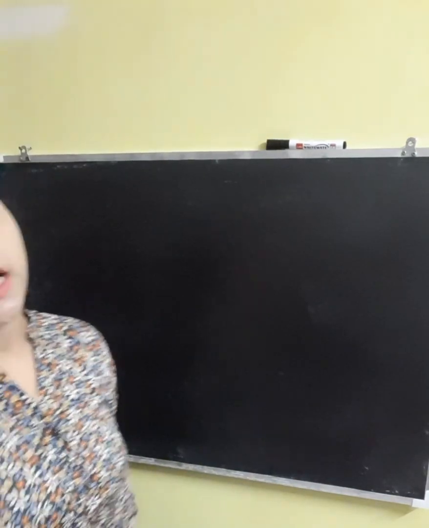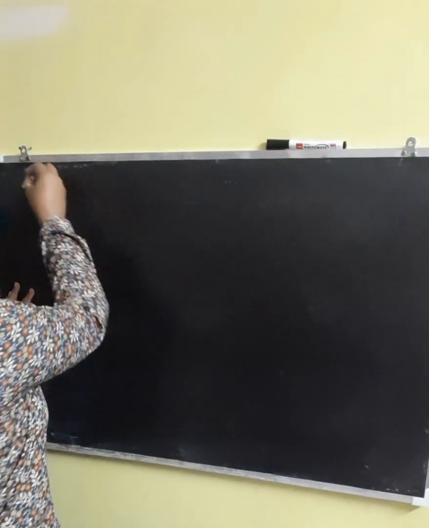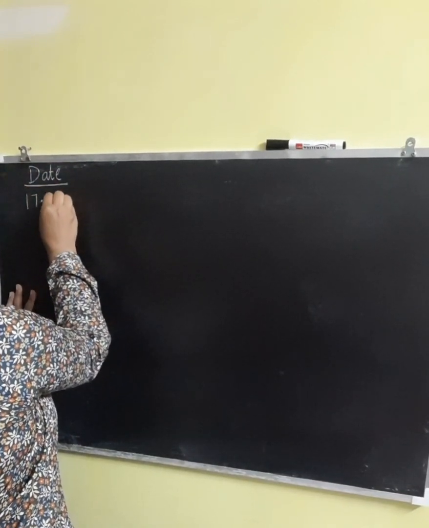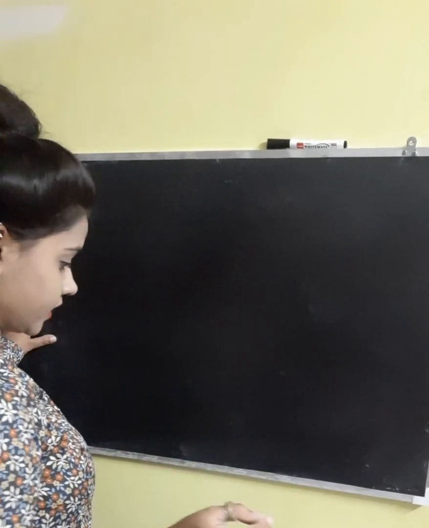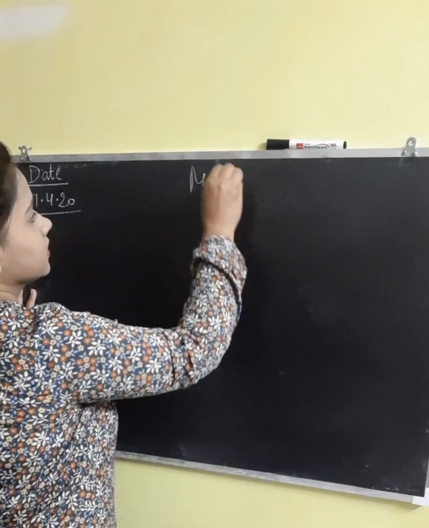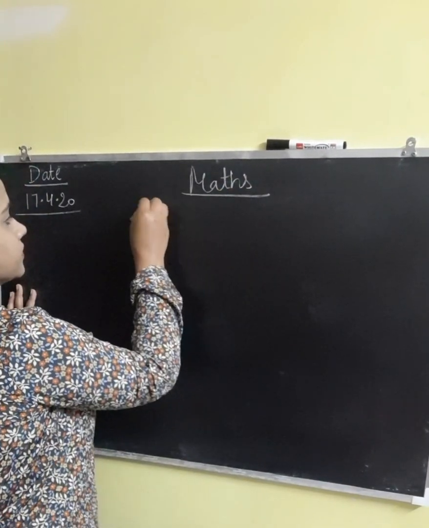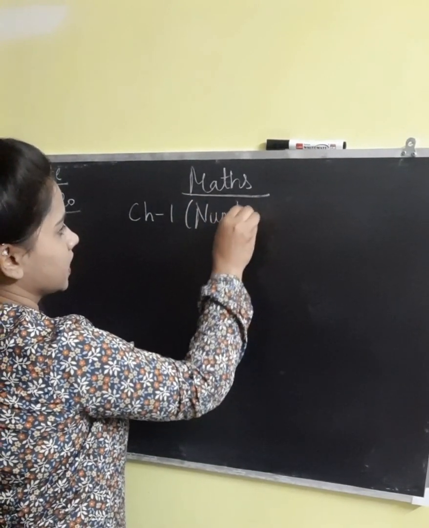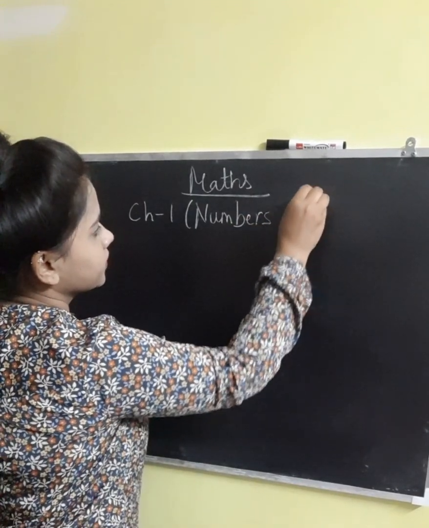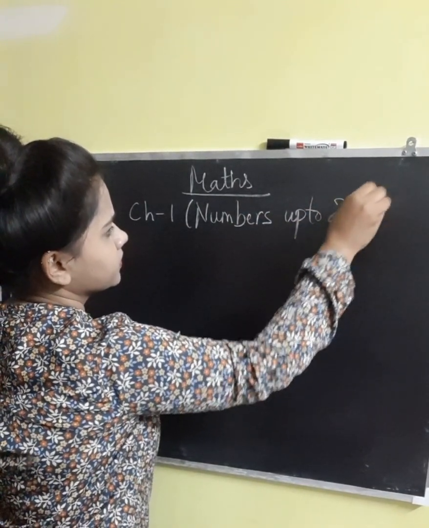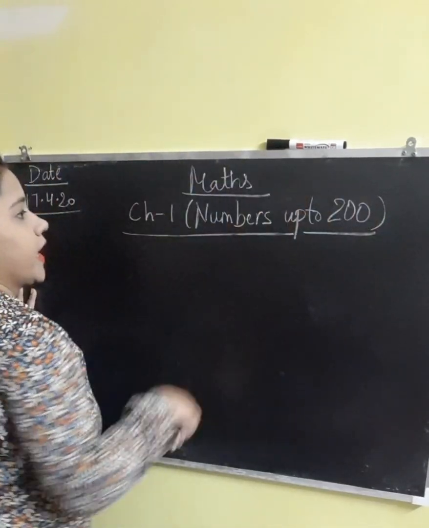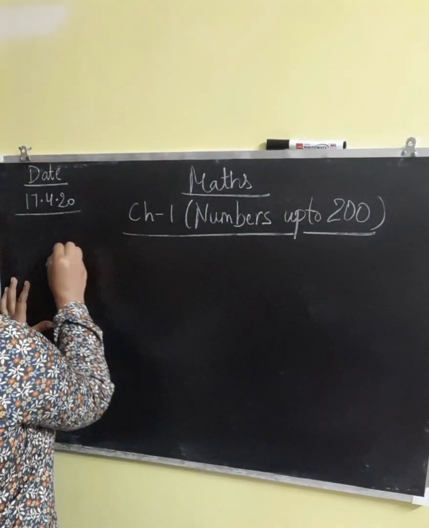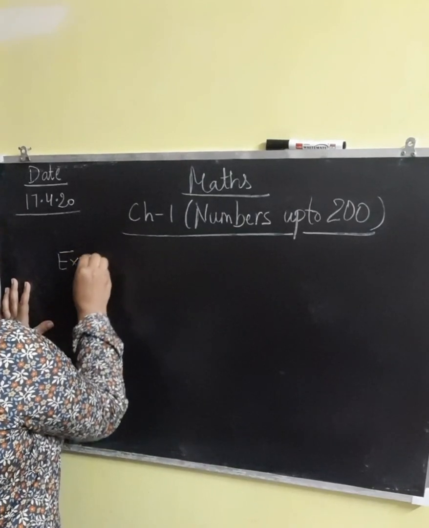So now we are going to start our maths class. First of all, yes, mention your date and subject: maths. Chapter 1, numbers up to 200. Okay, and after writing this you are supposed to write down the topic, which is expanded form.